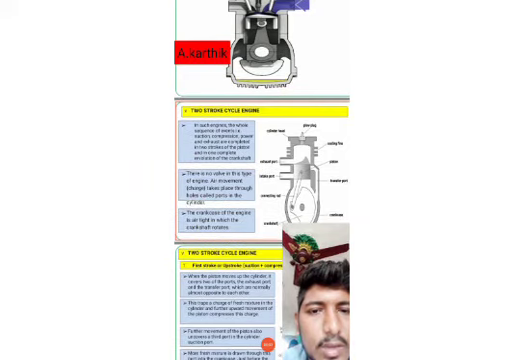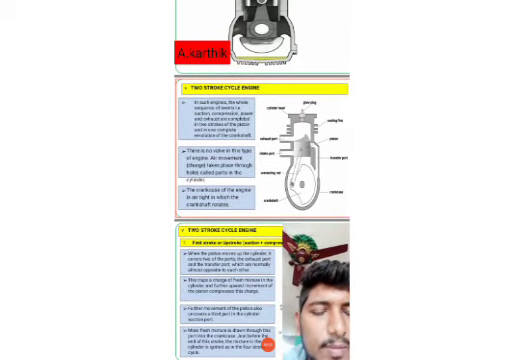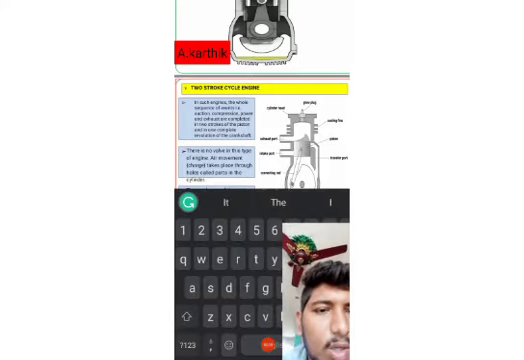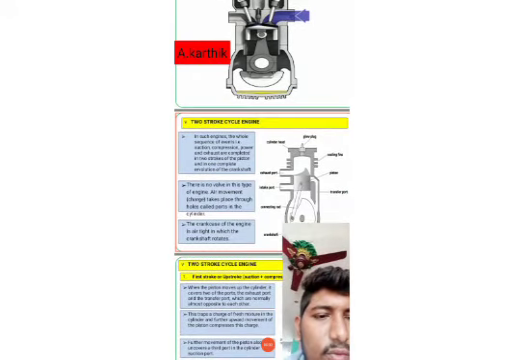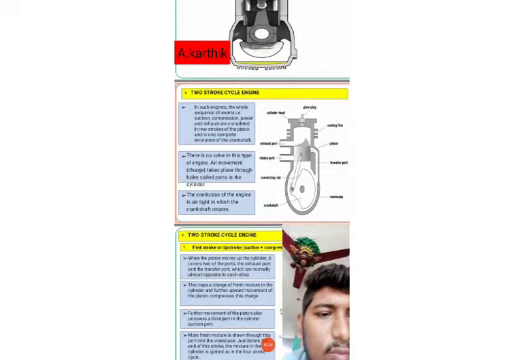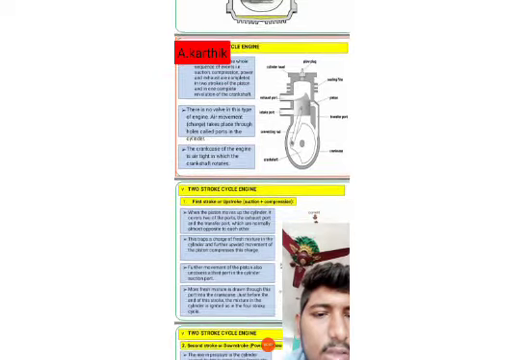Two-stroke cycle engine. In such engines, the sequence of events, suction, compression, power and exhaust, is completed in two strokes of the piston and one complete revolution of the crankshaft. This is the diagram. Observe the diagram and the piston. This is the single head glow plug. The parts are cooling fins, piston, exhaust port, transfer port, connecting rod and crankshaft.